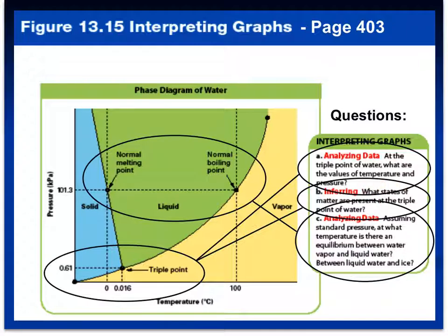So over here in inferring, what states of matter are present at the triple point? Well, hopefully you're saying all three states are present because we just talked about that. And you can see that the dot is touching all three states.